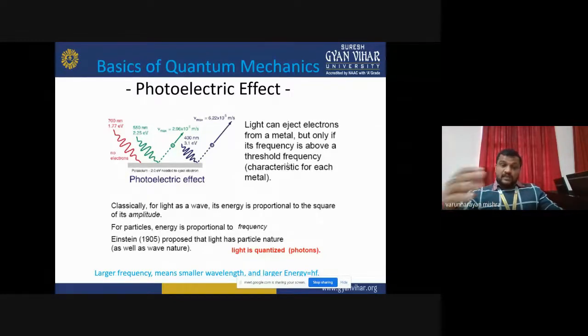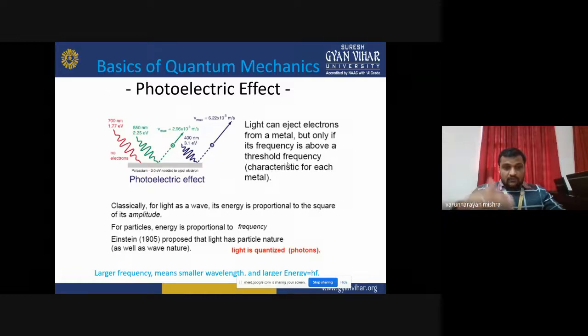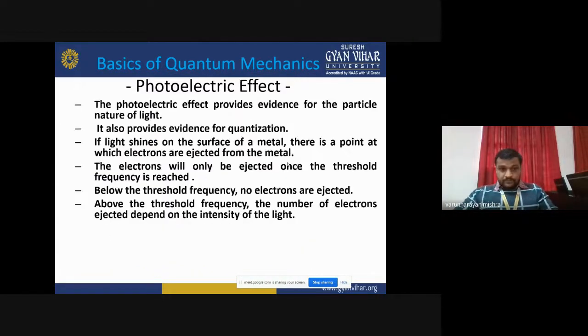The name quantum physics comes from the term quanta. Quanta are very small, very teeny particles, photons, that are ejected when light interacts with any metal or any object. Classically, we cannot study light as a particle, but because of the photoelectric effect, we can study the particle nature of light, and for that Einstein got the Nobel Prize in 1905. Okay, so these are some of the basics of quantum mechanics.